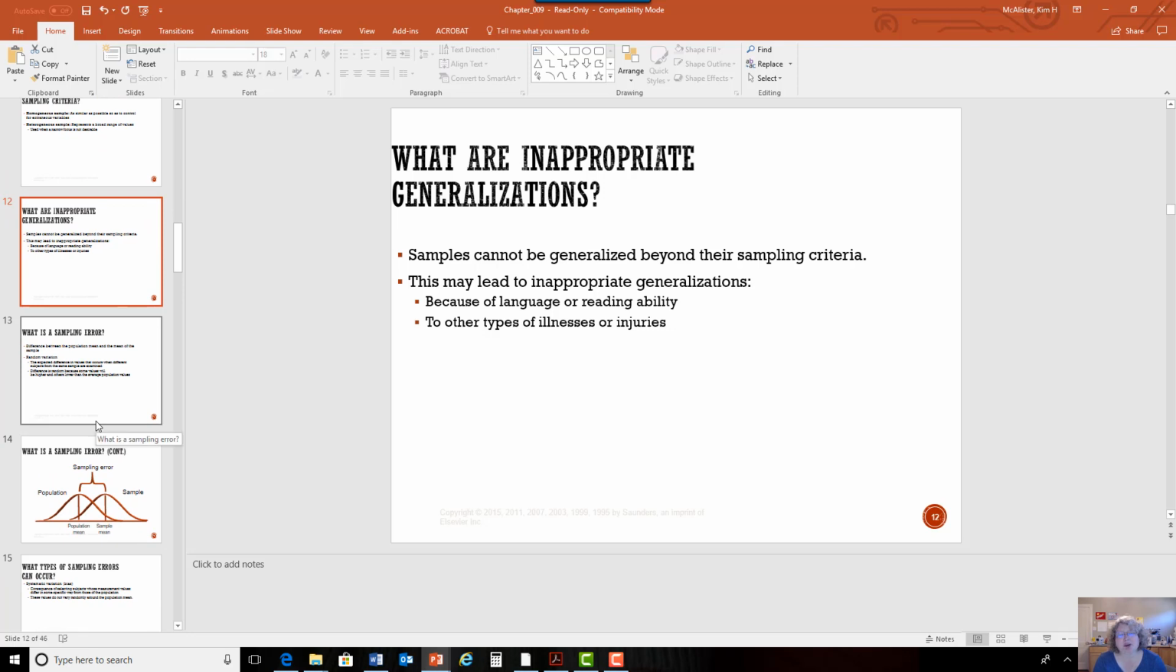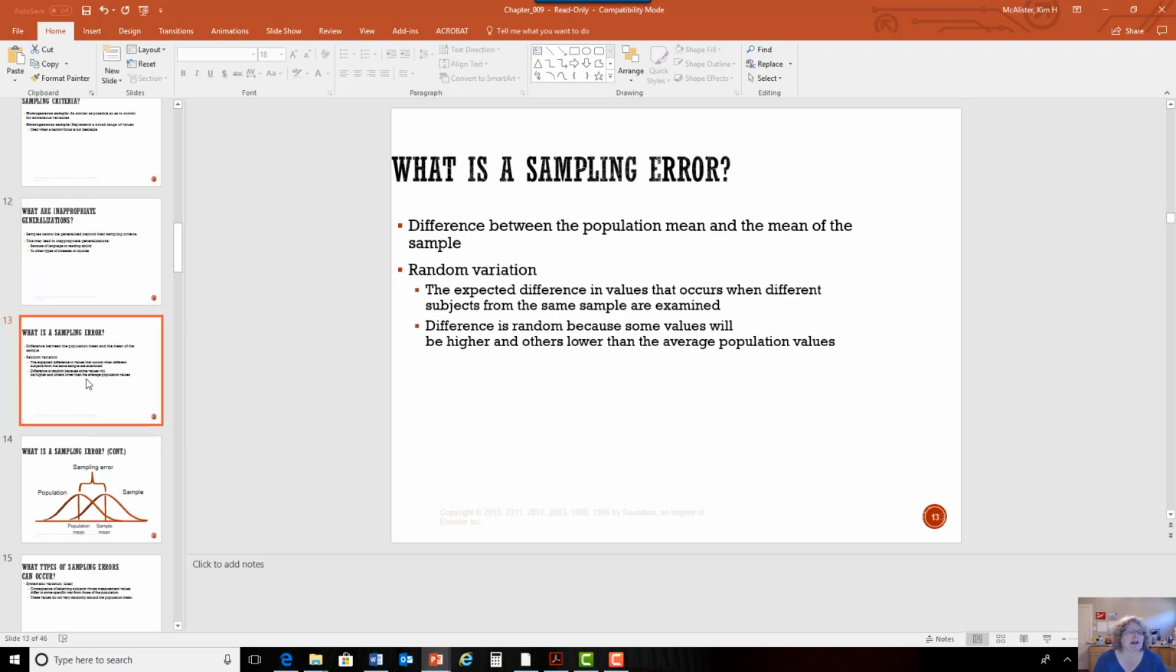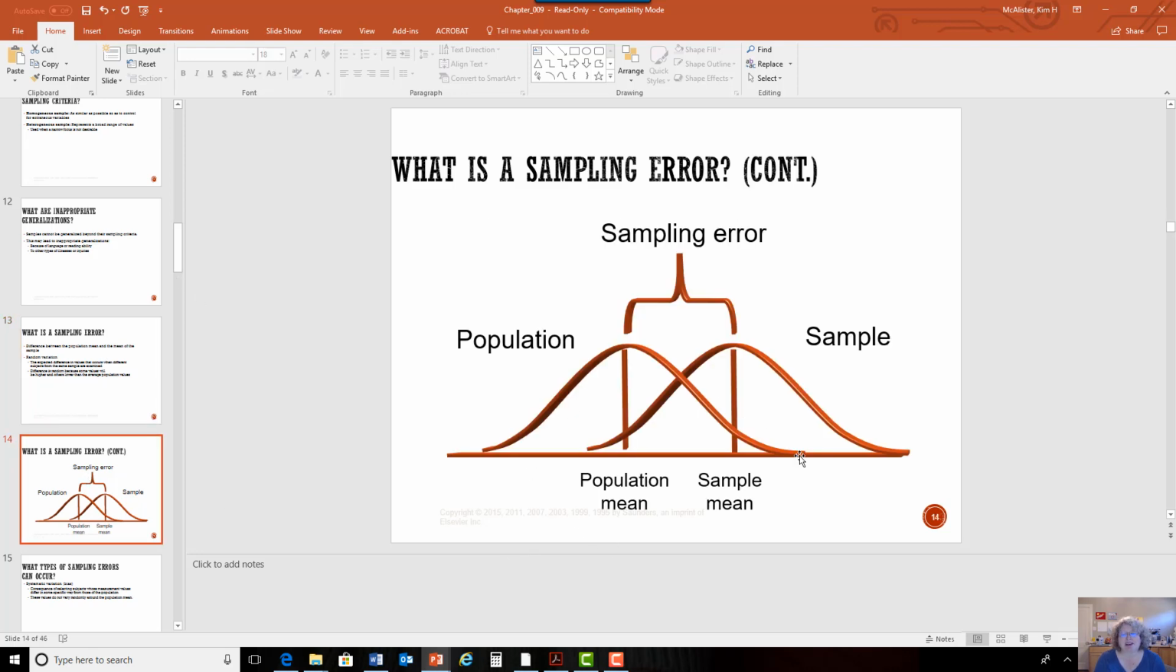If you have inappropriate generalizations, that means that what happened in the study cannot really be applied to the general population. And so you want to be careful in that. A sampling error is the difference between the mean of the population and the mean of the sample. And here you have an example of the population mean, which is right here in the middle. This would be your population. This would be your sample. So you can see in this example, the population is here, whereas the sample is here.